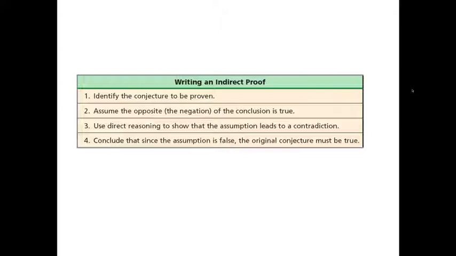So in writing an indirect proof, there are four things you've got to know. You've got to identify the conjecture to be proven, and then you have to assume the opposite. That's the contradiction part you're looking for. So you're going to assume the other way, and then use direct reasoning to show that that really does contradict some rule, whether it's the given or one of our known postulates or theorems. It contradicts one of those things. If it contradicts that, then our assumption that the conclusion is false actually has to be wrong, and therefore if false is wrong, then it must be true. Proof by contradiction.